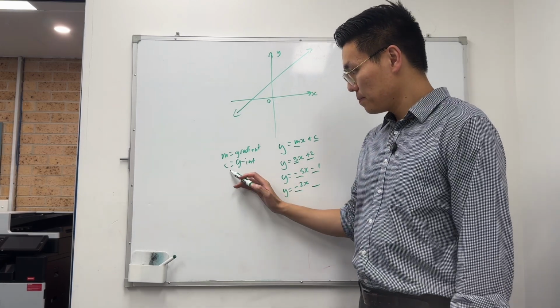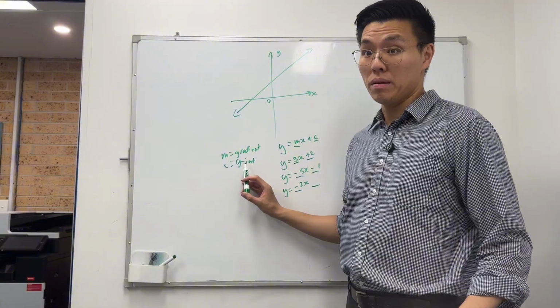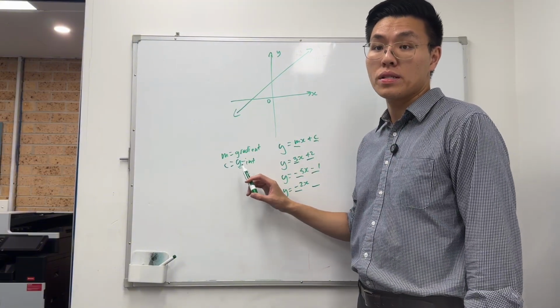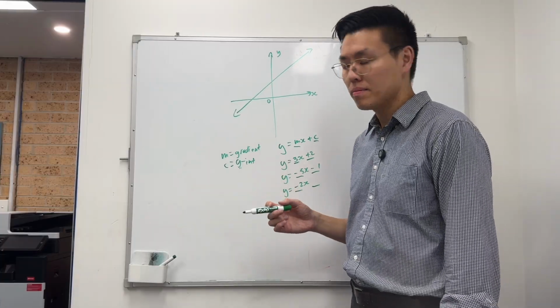Just a note, the y-intercept is not just one number, it is a coordinate. But because at the y-intercept x is always equal to 0, then we know the coordinate. Does it make sense? Okay, good.